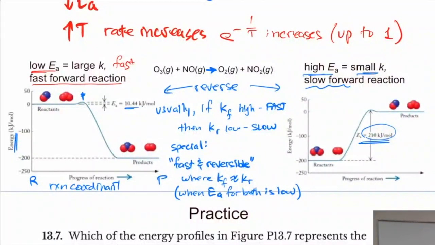You can imagine that there are cases where the activation energy is very, very high for both of them. So I shouldn't even put this in parentheses. I should put this as an and. All right, where the forward and reverse rate constants are about the same, and the activation energy for both is low. That's a special case. We'll use the double-headed arrow to signify that.